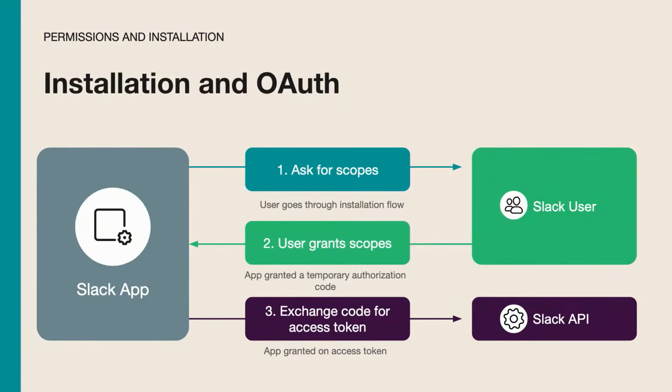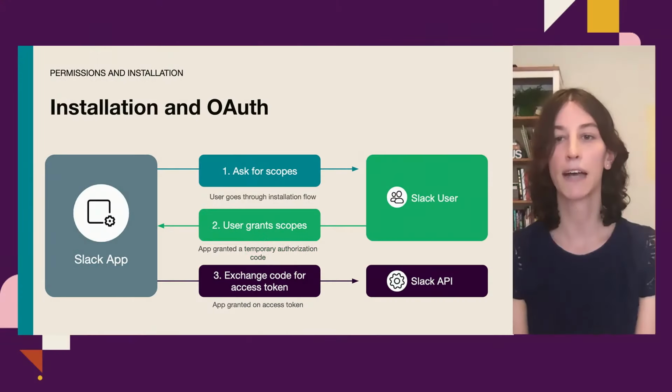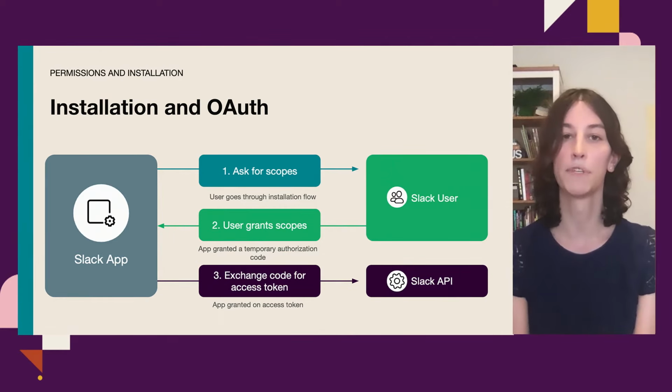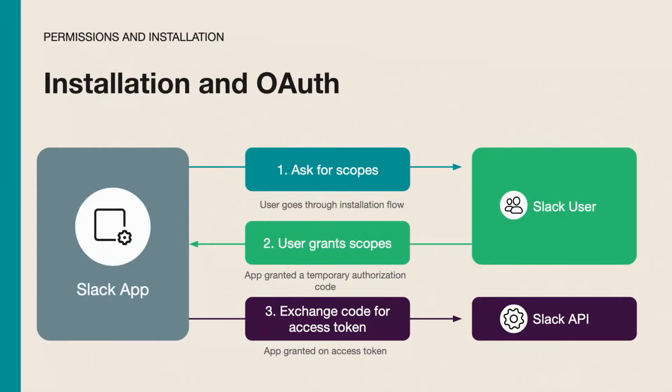And once you have the scope set up in your app configuration and you want a user to install your app, you'll go through an OAuth flow. In that flow, your app is going to ask the user for a set of scopes. That user will grant or deny those scopes. And when they grant them, your app is going to get a temporary authorization code. Your app can exchange that authorization code for an access token, which holds all of the permissions of that installation of your app. And Bolt has built-in support to handle this authorization exchange, handle state, and token management.